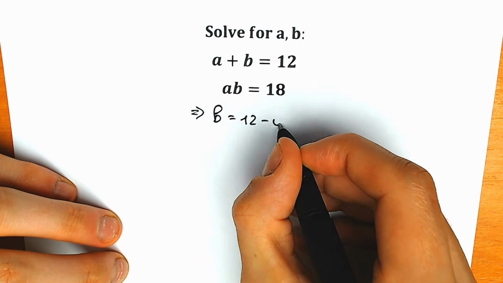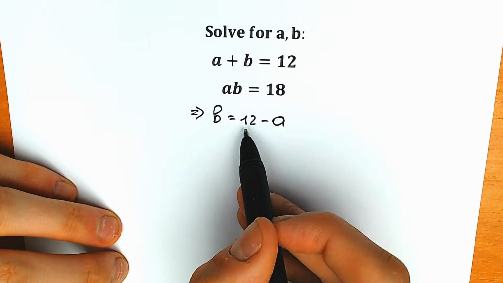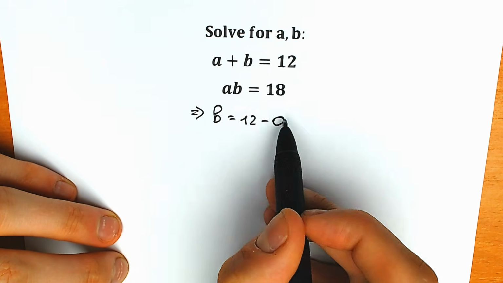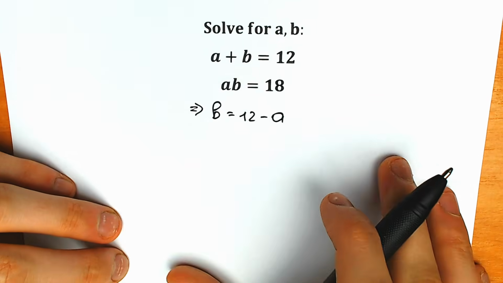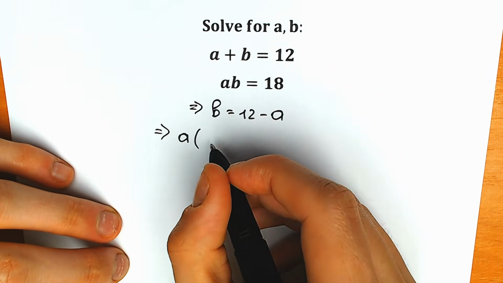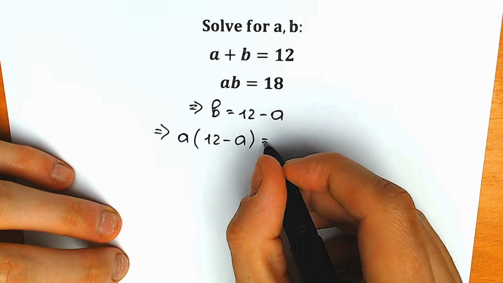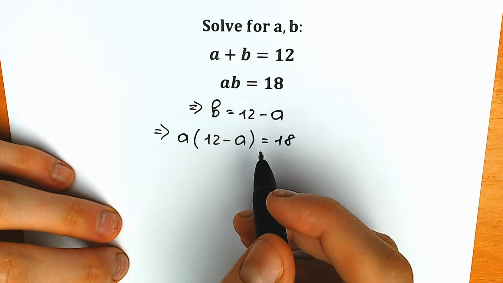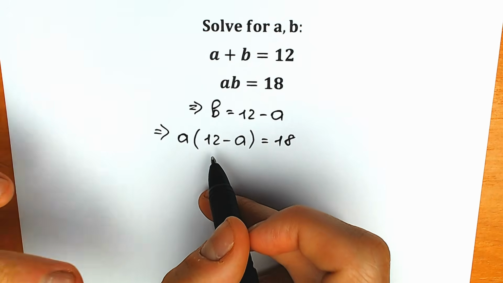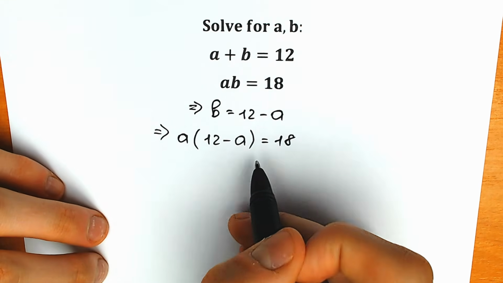And right now, let's plug in 12 minus a instead of this b in the second equation. So we have a times (12 minus a) equals 18. And right now, if you look closely, we have only one variable, so it looks like this is a quadratic equation. Let's simplify and solve it.